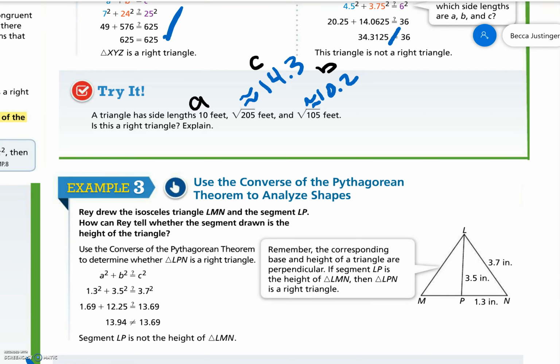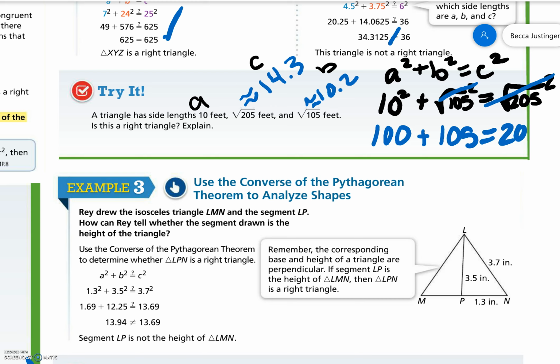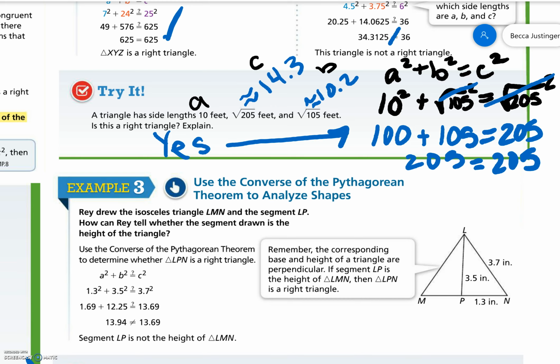But when I go back to plug them into the equation, I'm going to use the square roots, and you'll see why in a second. So rewrite the formula: a squared plus b squared equals c squared. A is 10, so 10 squared plus b, the square root of 105 squared, equals c, the square root of 205 squared. So 10 squared is 100, 10 times 10, plus, now remember that the square root and the squared cancel each other out, so it's just 105. And same thing with this, the square root of 205 squared cancels out, and it's just 205. So then we do 100 plus 105 is 205, which does equal 205. So yes, the Pythagorean theorem works. So it is a right triangle.